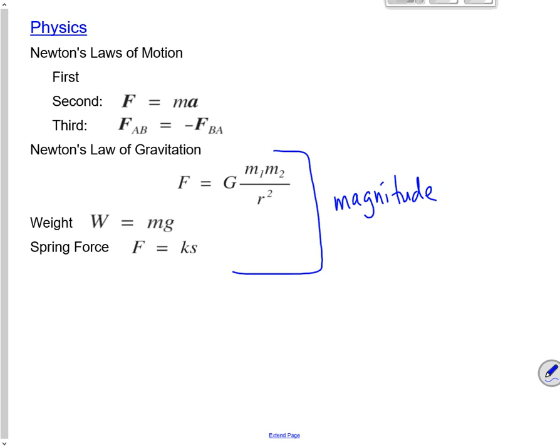Here for spring force, you'll notice spring force, this S, this is the displacement of the object. We use slightly different letters than you use in physics, but it's the same idea. There's nothing new on this page. These are just the types of things that you need to be familiar with. If you're not familiar, go back and look at your physics book and remind yourself of some of these things.